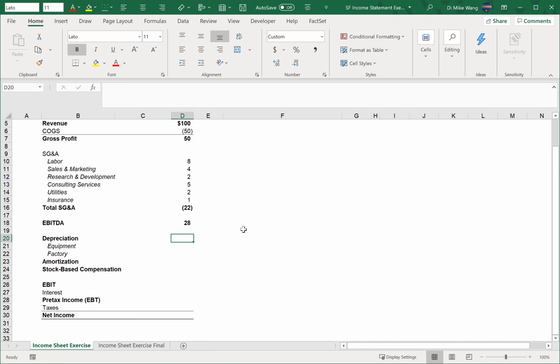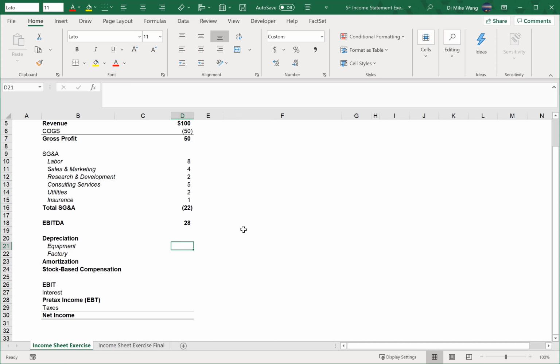Next up, we have our non-cash expenses such as depreciation, amortization, and stock-based compensation. So in the case of depreciation, we've broken out factory and equipment. And to input the depreciation and amortization amounts, we would divide the cost or book value of the item by its useful life. So in the case of the patent, its useful life will naturally be how long the patent is in effect. So we'll go ahead and make the calculations here.